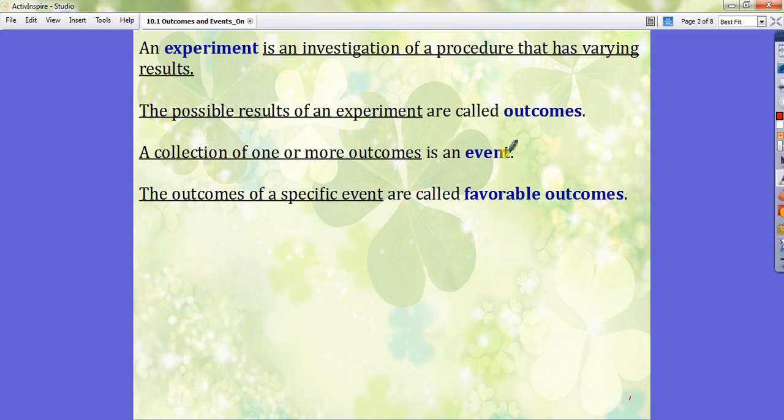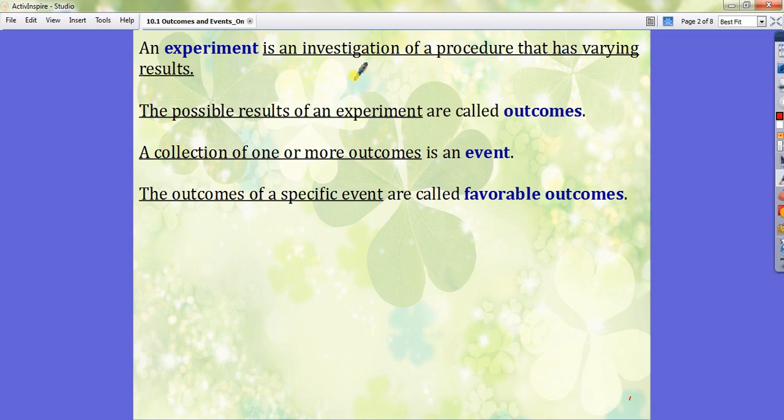These three words, outcomes, event, and favorable outcomes, are all very similar in what they mean, which makes them really hard to keep straight in our head. I think of this as kind of like least specific to most specific. So outcomes are all the possible results of an experiment. Whether it's likely or unlikely to happen, we don't care for outcomes. We just list it. It's any outcome that could be possible.